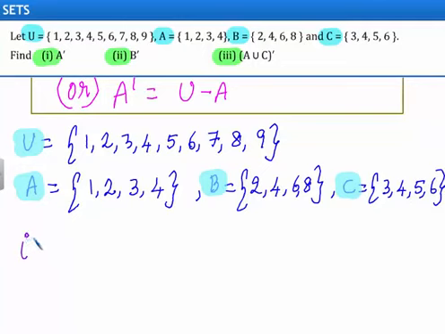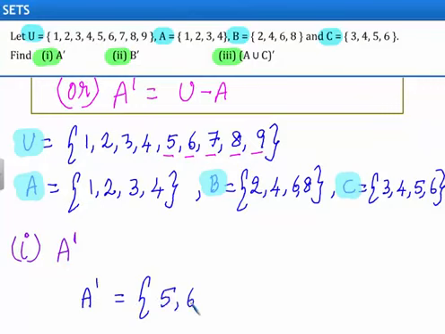In first part of the problem, we need to find the complement of the set A. So A complement will be equal to the set of all elements which belong to the universal set but do not belong to the set A. So they are 5, 6, 7, 8 and 9. So A complement will be equal to 5, 6, 7, 8, 9.